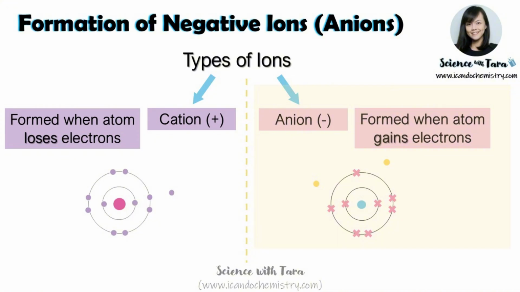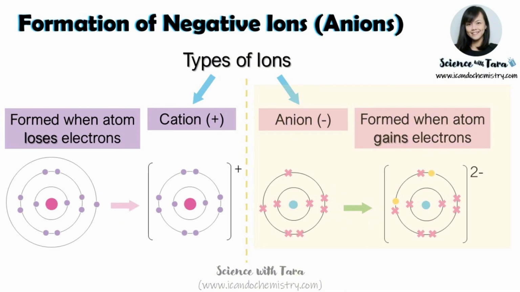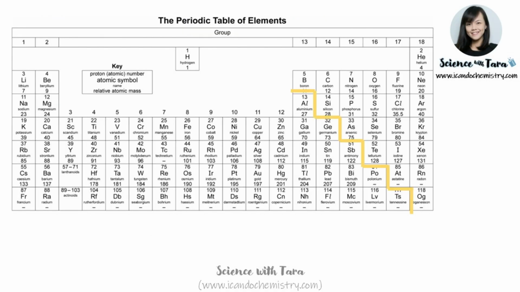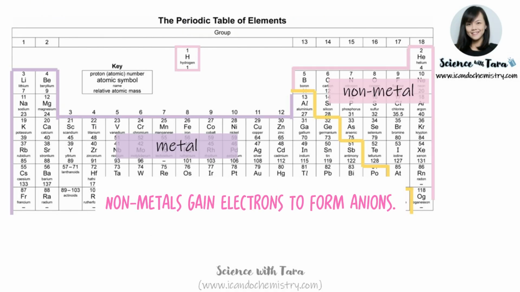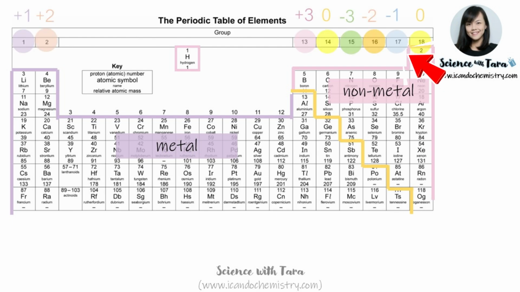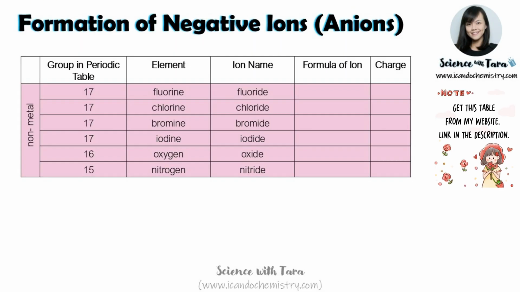Negative ions are called anions. They are formed when atoms gain electrons. In general, nonmetals tend to gain electrons and form anions. Group 17 elements form ions with a charge of negative 1. You realize that when these elements form ions, there's a change in their name. So for group 17 halogens, we'll remove INE and replace it with IDE.